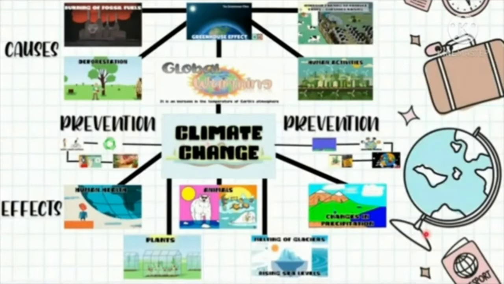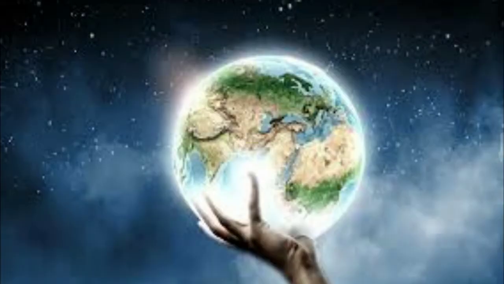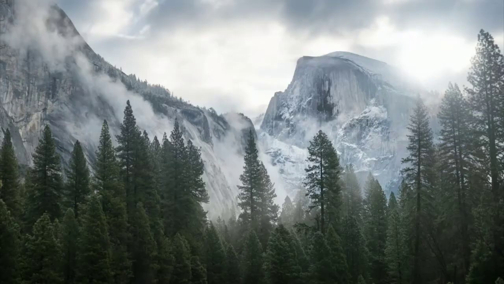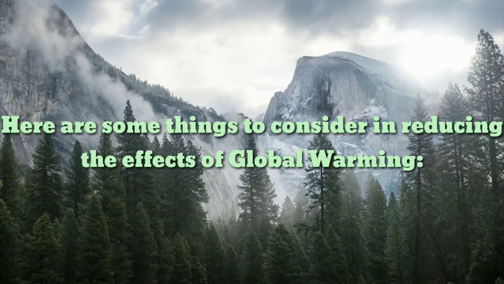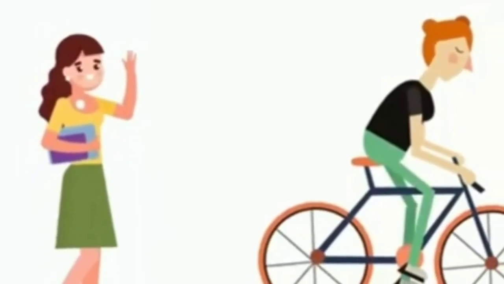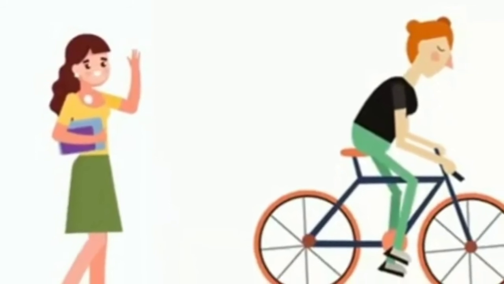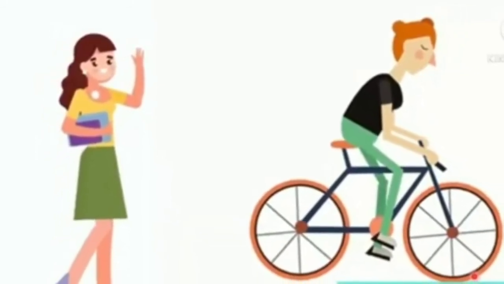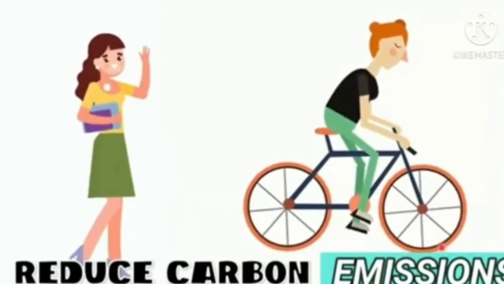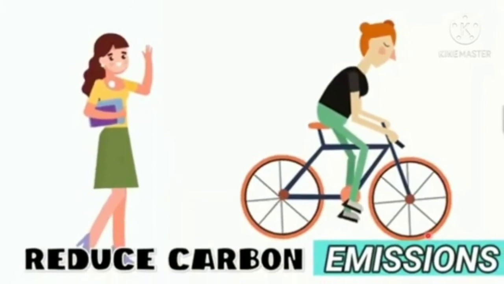Based on the concept map, we can say that climate change is the rise in average surface temperature on Earth. So what can we do to lessen these effects? Here are some things to consider in reducing the effects of global warming. First, we have to reduce our carbon emission. Practice walking short distances. Use sustainable transportation such as bicycle or public transportation.